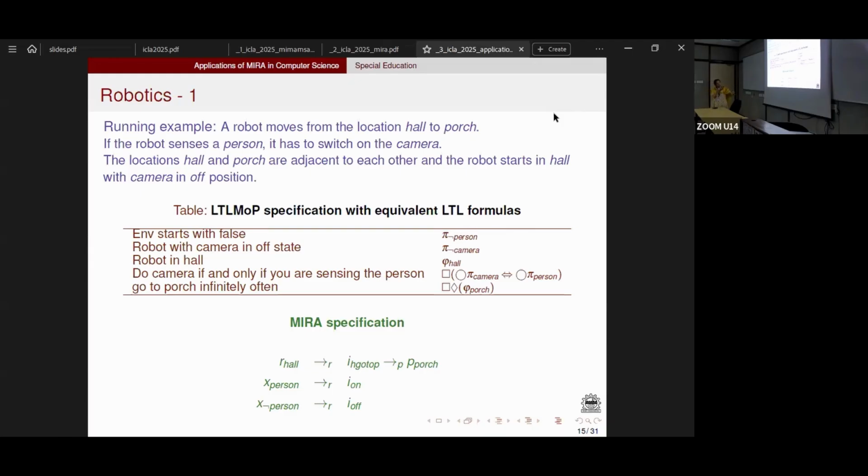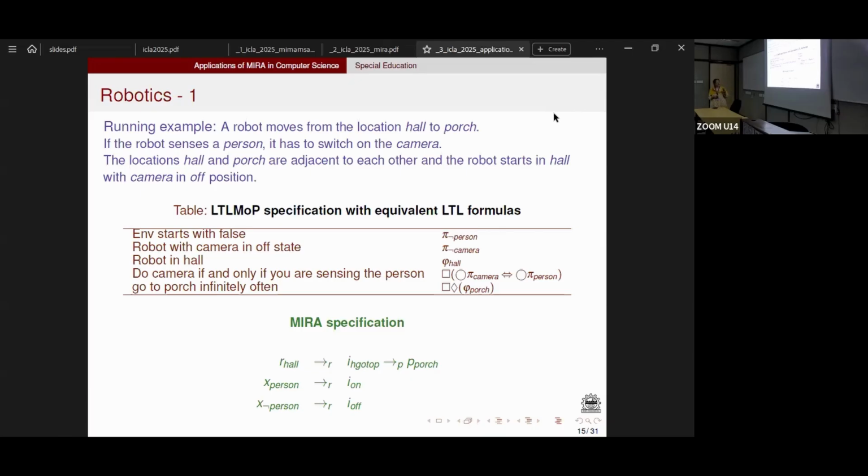The below specification is the MIRA specification, where we could map each of it. Suppose we say the first one, environment starts with false. The equivalent representation in LTL would be pi naught person. Here it is going to be our hall itself. So if the robot is in hall, it is going to be true or false, but that's there.